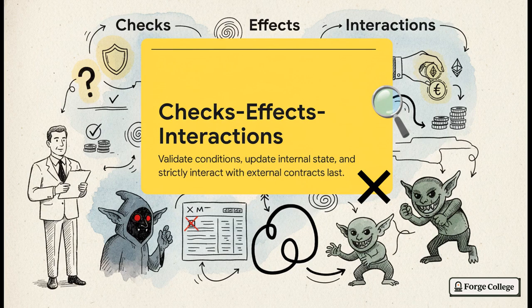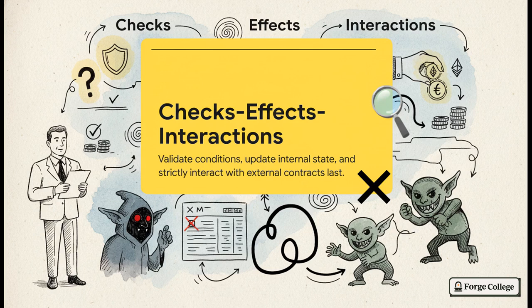It's a foundational rule of Solidity security. You can kind of think of it like a bouncer at a really exclusive club. First, you check: is this person actually on the guest list? Do they have a balance? Second, you apply the effects. You cross their name right off the list. You deduct their balance internally.